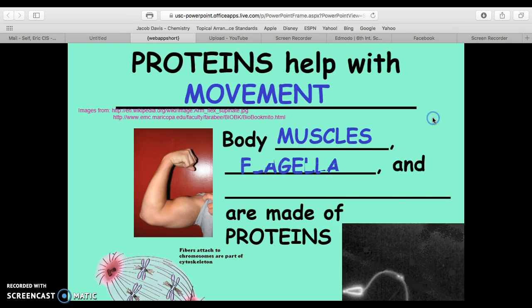Proteins can help with movement. Body muscles, flagella, and mitotic spindles are all made of proteins. So what you have here is you've got a guy with his muscle, right? You see that? We talked about how that's important in muscle development. Proteins help build muscle. The other thing that's maybe not as commonly known, and you've got a picture down here, is that they also are the flagella. Flagella just means basically it's a tail, right? You see this big long tail on this picture at the bottom right.